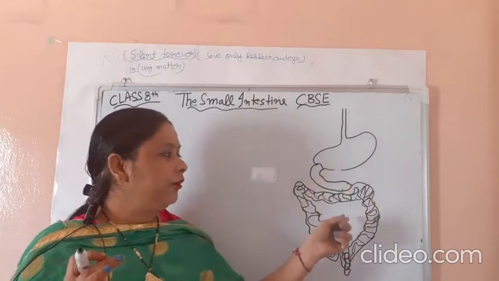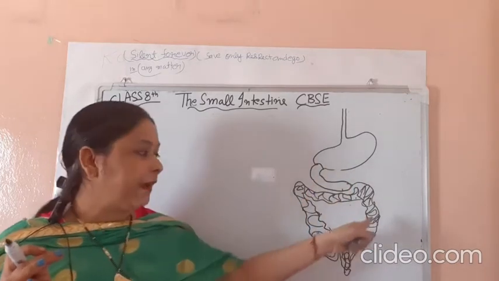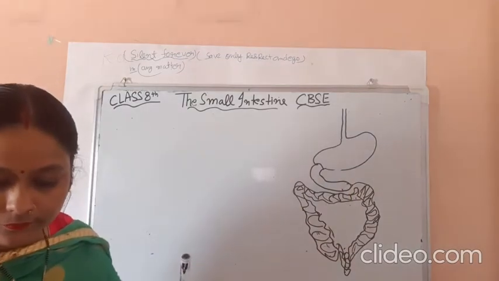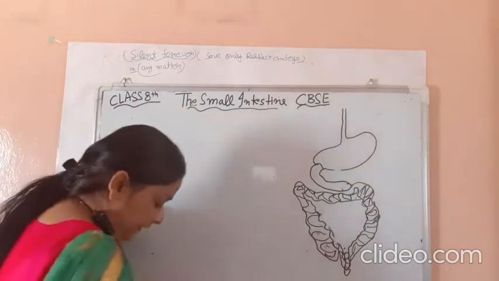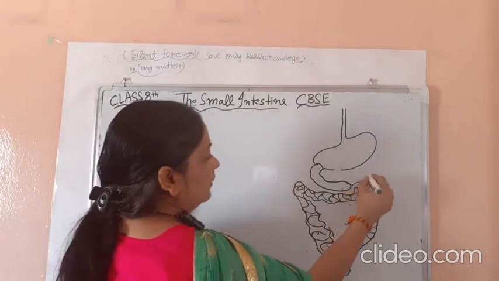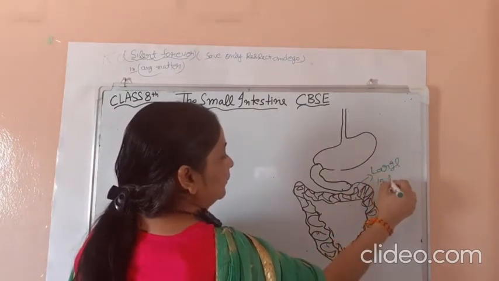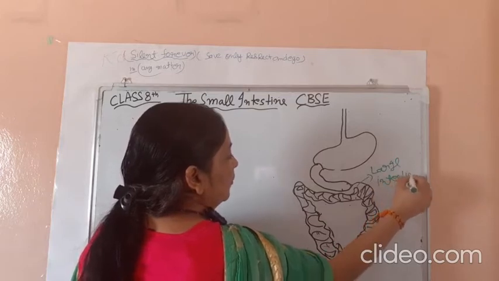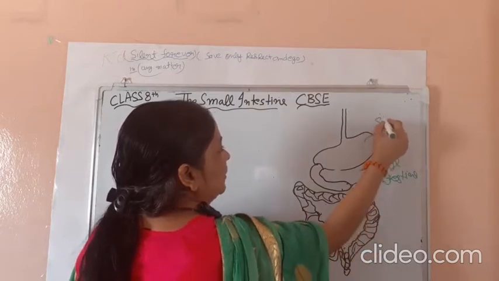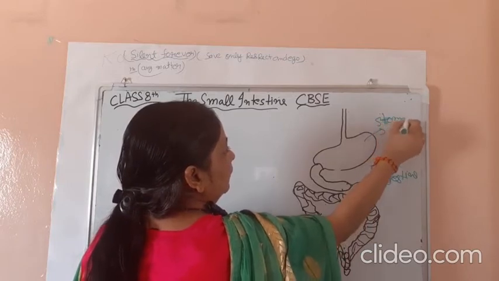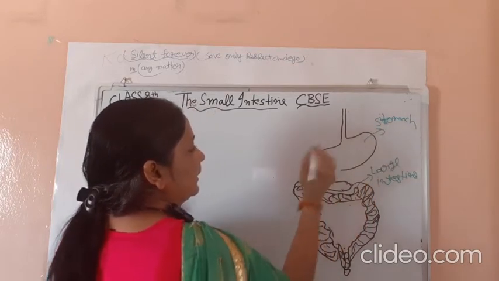You can see on your screen, this is a very clear diagram. This is the large intestine. Label this. Here, this is the large intestine. And this is the stomach.